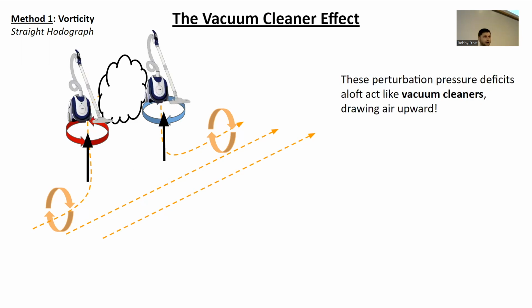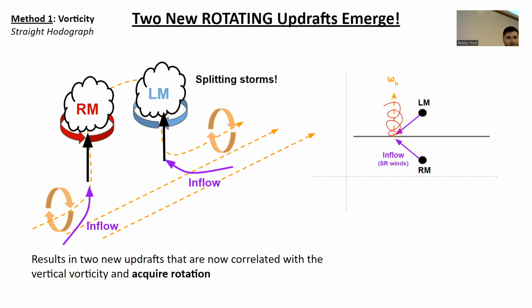So we now have lows sitting aloft. These lows aloft literally act as vacuum cleaners. They suck air from below up into the vacuums, and that leads to updraft development. Upward motion flanking that initial updraft. You get upward motion that creates new updrafts flanking the initial updraft, and these new storms are now aligned with the vertical vorticity and rotate.